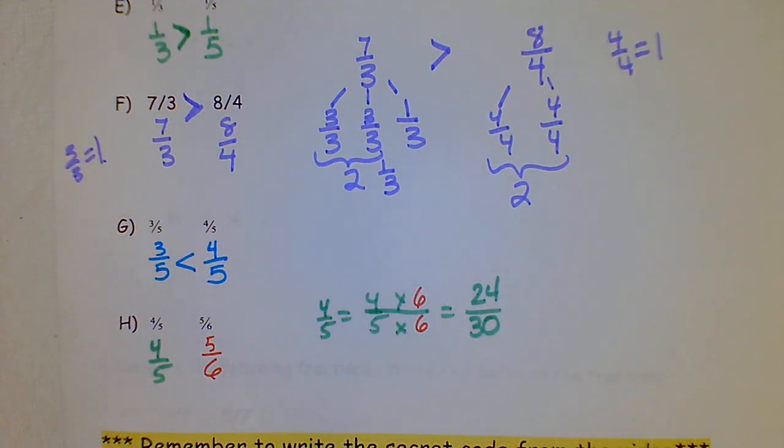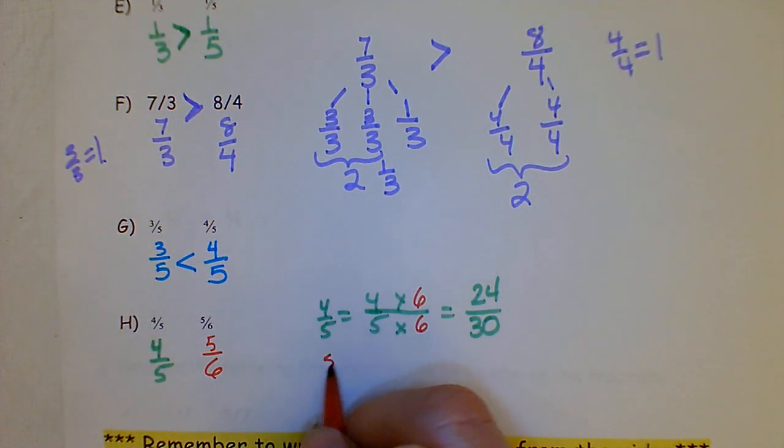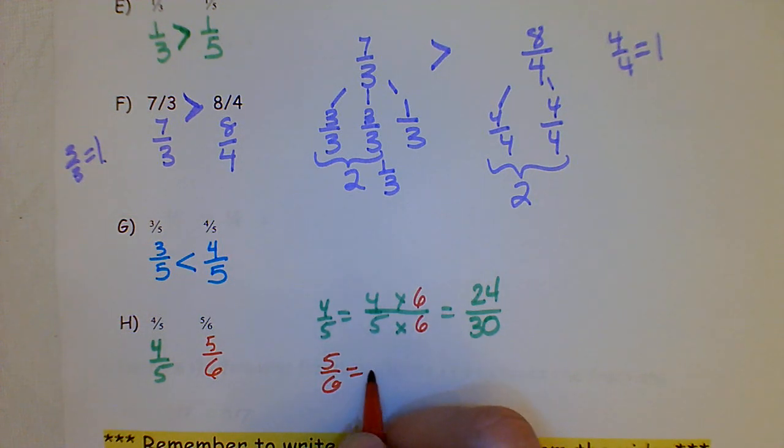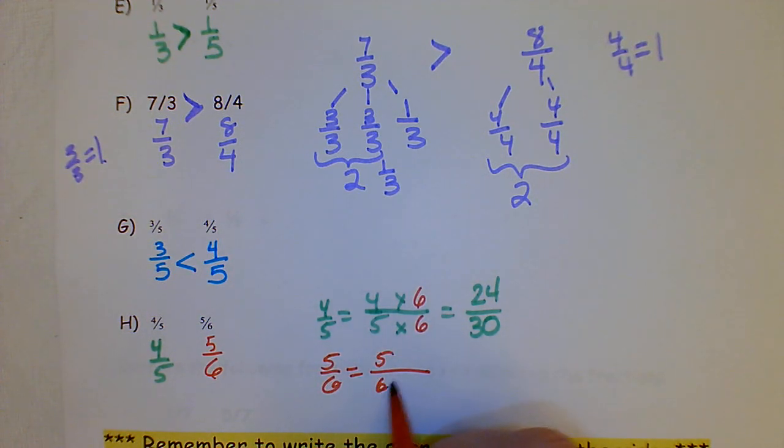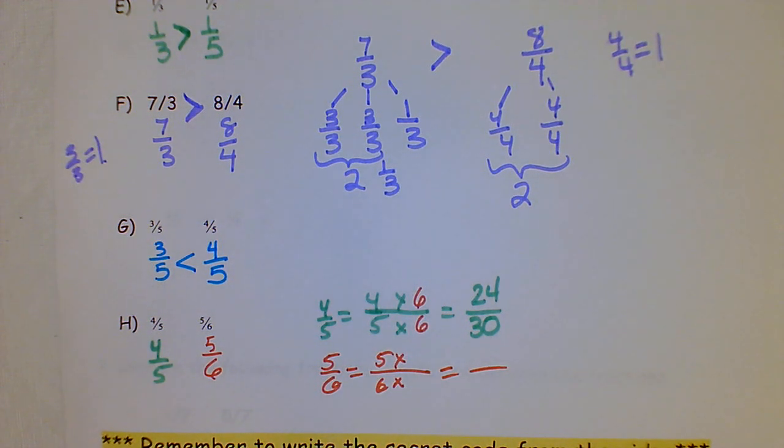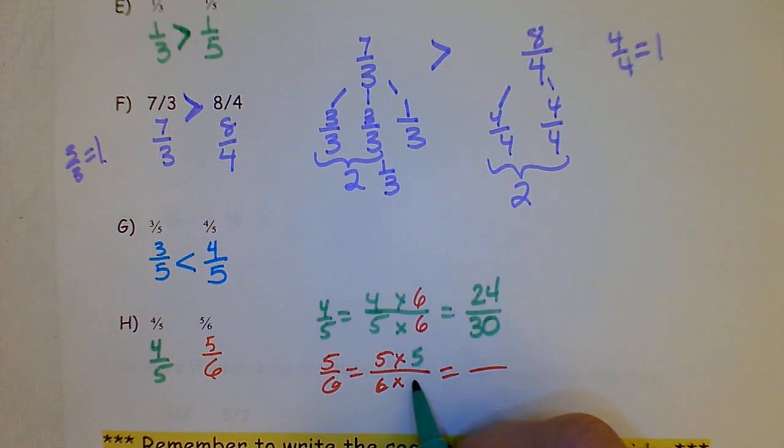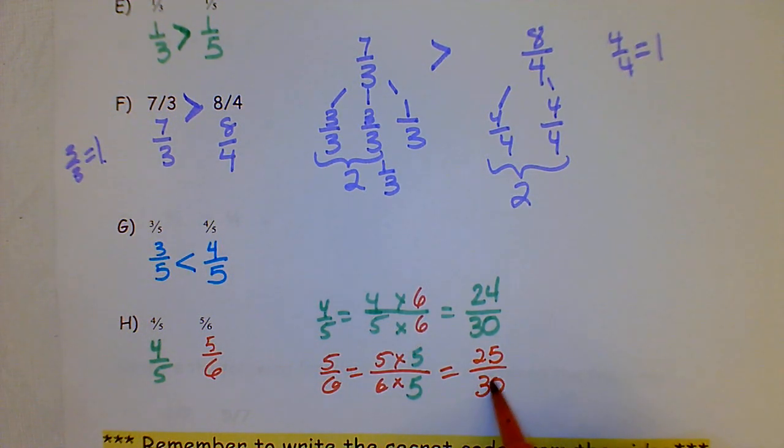So now let's go ahead and work with the other fraction. So the other fraction is 5/6. And I want to decompose 5/6 by multiplying it times the other fraction's denominator. The other fraction is 4/5, so 5 is the other fraction's denominator. So now 5 times 5 is 25, and 6 times 5 is 30.